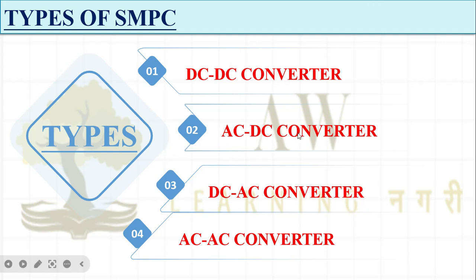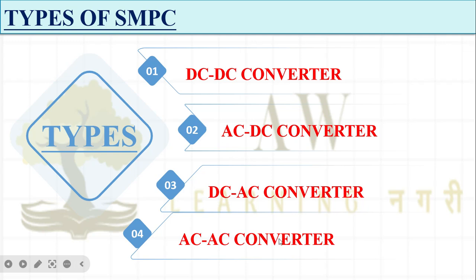Then the second one is an AC to DC converter. AC to DC converters are also called a rectifier. A rectifier is an electronic circuit which converts the AC voltage to the DC voltage. The third one is a DC to AC converter. DC to AC converters are the inverters, which take DC as an input and convert it into AC, which generally we have in our house, that we call an inverter.